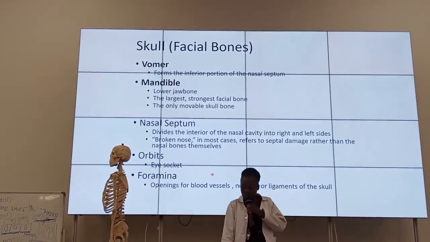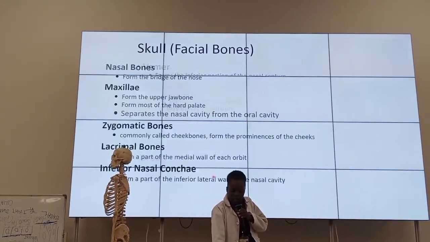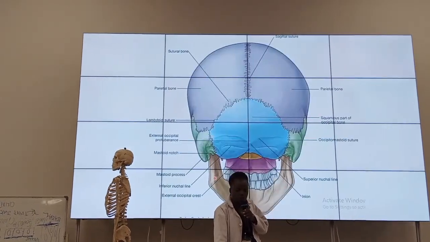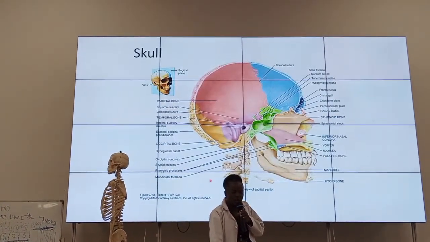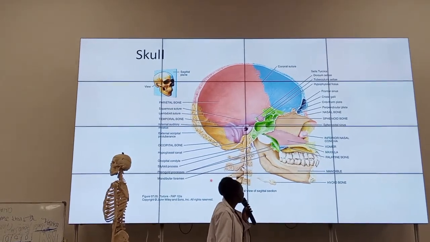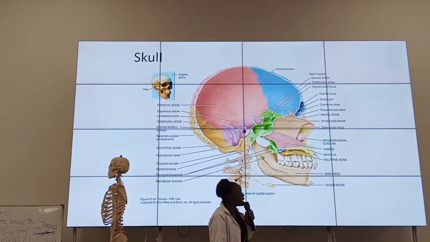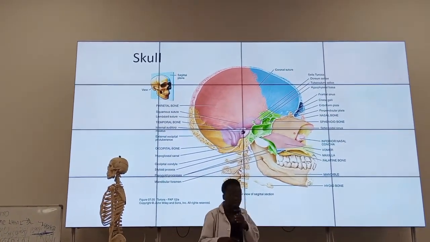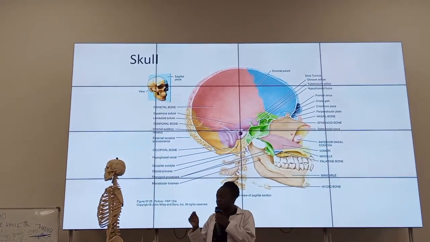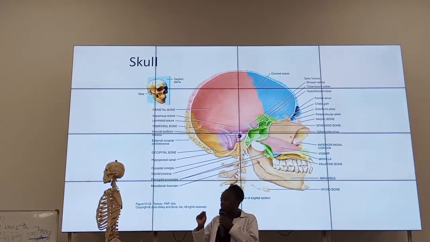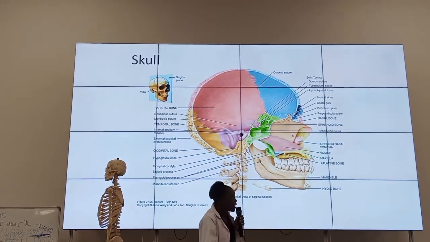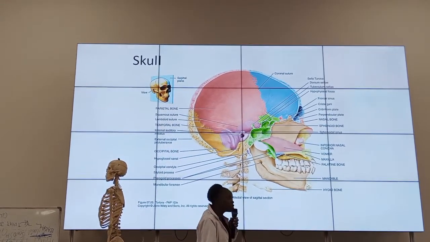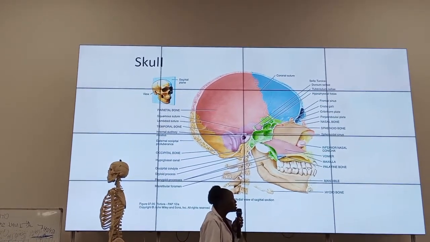The vomer is a very simple bone. It contributes to the formation of the nasal septum. This is the sagittal section. I'll be repeating, I'll be emphasizing, because I don't want you to be lost. So I need you to be oriented. So I'm now saying that this is the sagittal section of the skull.